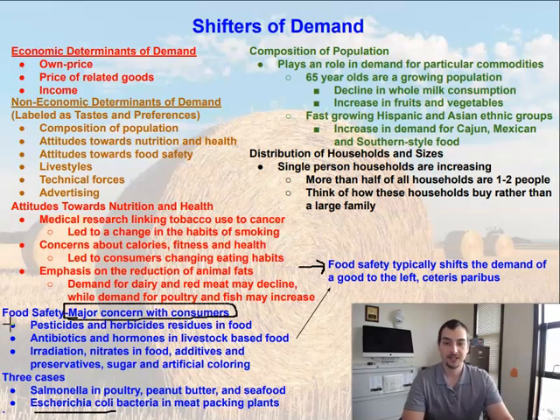The unfortunate aspect about food safety is that it often has a negative impact on the agricultural industry and on the food industry, and it will typically shift those demand curves to the left, especially for the good in question.